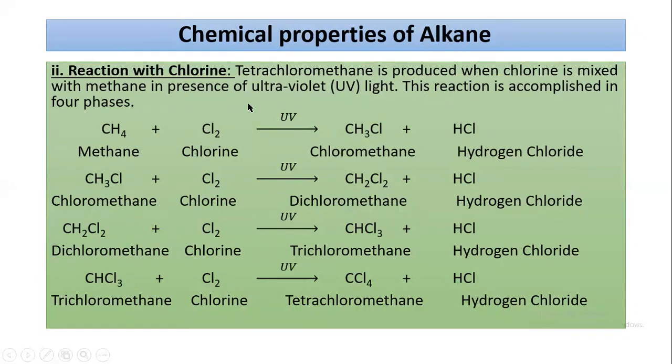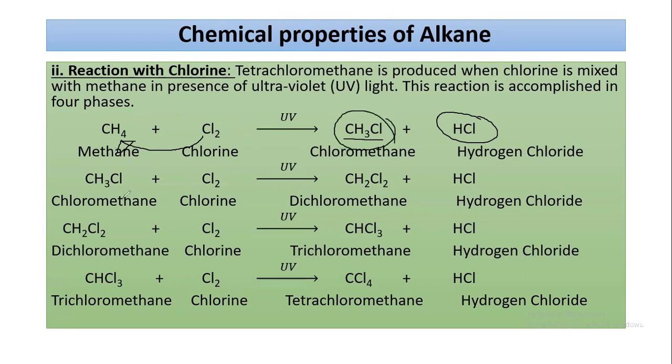This reaction is the combination of four steps. Step 1, at first methane reacts with chlorine in presence of ultraviolet ray and produces chloromethane. Here, 1 hydrogen atom is replaced by 1 chlorine atom, and another chlorine atom reacts with the substituted hydrogen and produces hydrogen chloride. In this way, chloromethane is produced from methane.